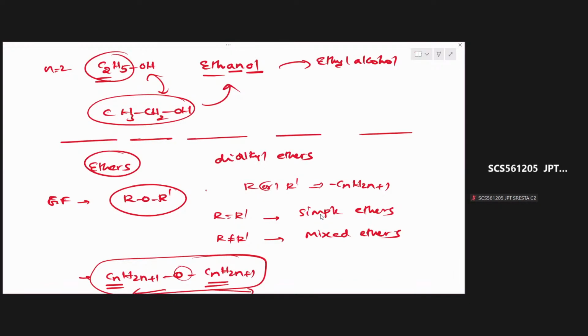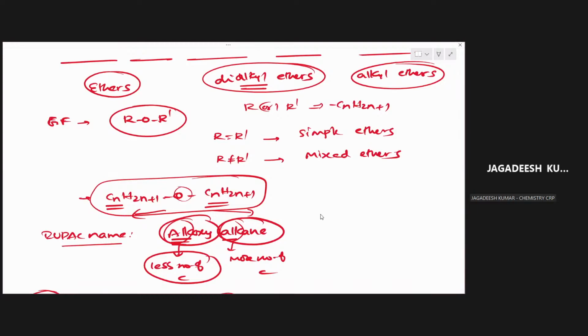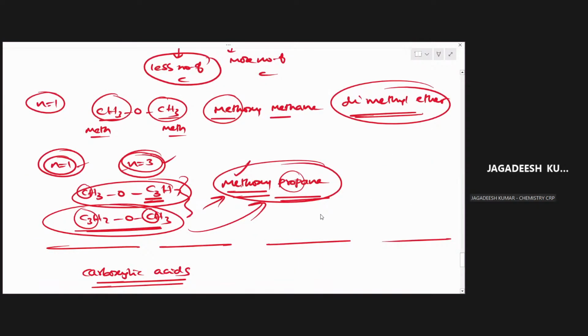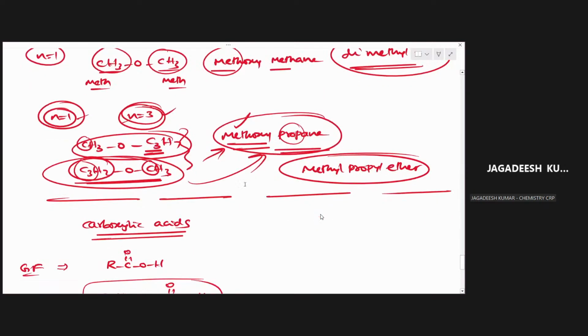If both are the same alkyl groups, then dialkyl ether. If they are different, you have to mention both alkyl groups. For example, you asked, so I am telling. Here both are methyl groups, so we can name it dimethyl ether. But in the second example, I'm giving different alkyl groups. One is methyl, another one is propyl. So you have to write methyl propyl ether. This is the common name.